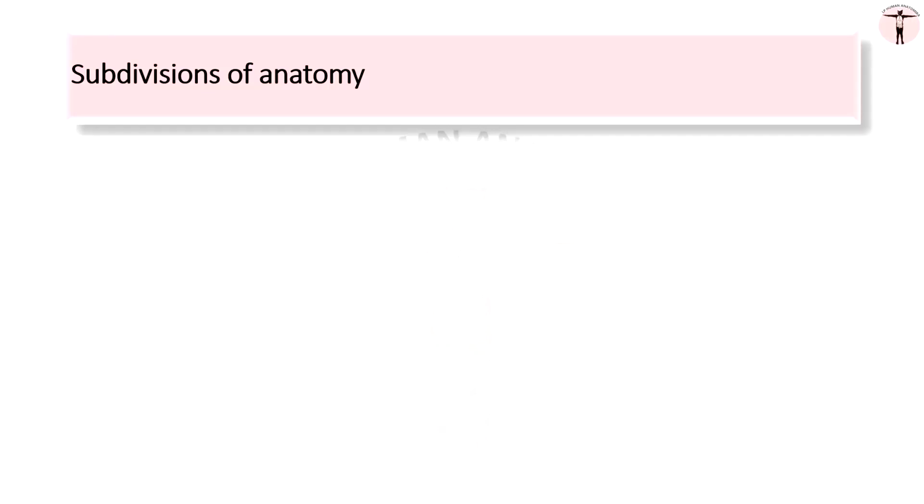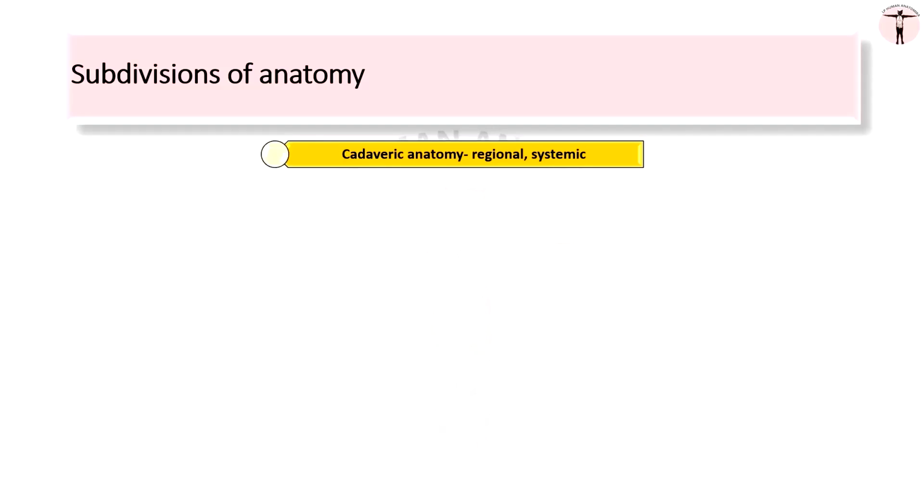The main subdivisions of anatomy are cadaveric anatomy. This is the study with the naked eye on dead, embalmed or preserved bodies, which is called macroscopic or gross anatomy. This can be done by one of the two approaches. Regional anatomy: the body is studied in parts like the upper limb or the lower limb. Systemic anatomy: the body is studied in systems like the skeletal system or the muscular system or the articular system.